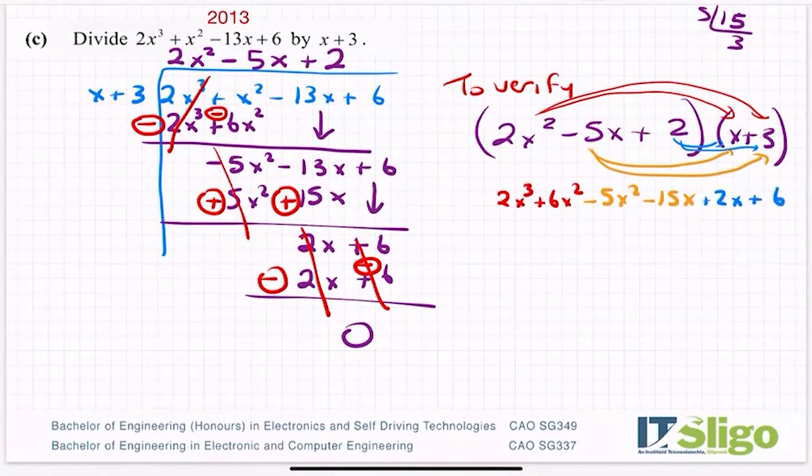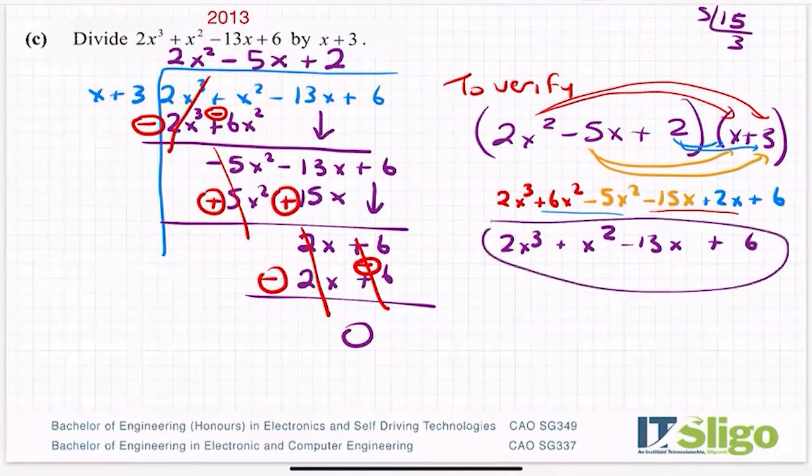Okay, and then let's tidy up. Well, I only have one 2x cubed. I have two x squared terms there. 6 minus 5 is 1. So I've only 1x squared, or plus 1x squared, whichever you wanted. I have minus 15x plus 2x. So I have minus 13x. And of course, I just have the 6 on the end. So not surprisingly, that's the same as what I started off with.